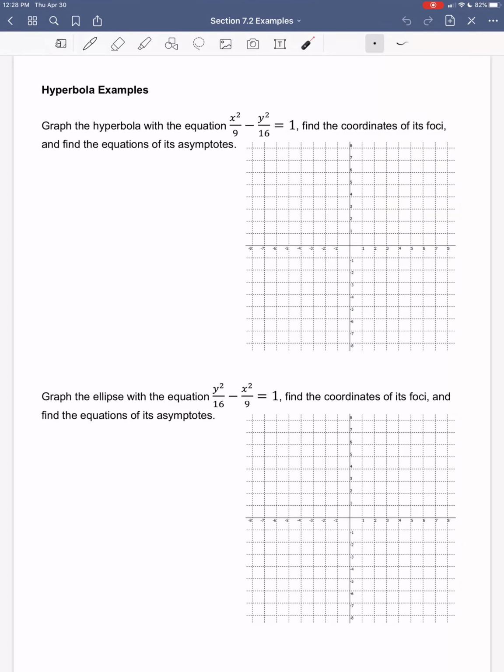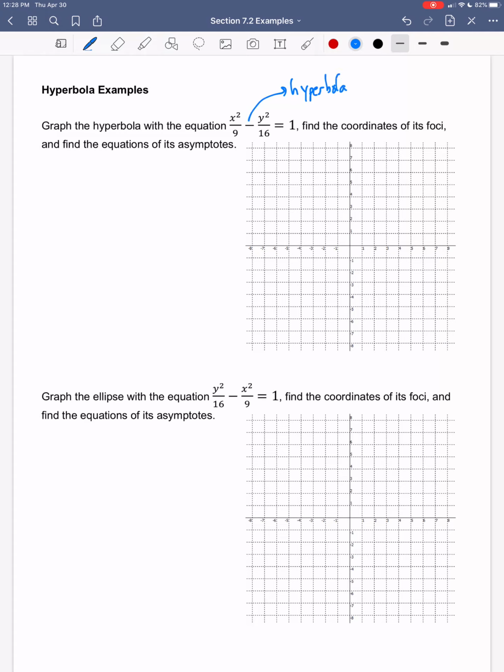Let's look at some examples of dealing with hyperbolas. In this first one, we're going to graph the hyperbola with this equation. We're going to find the coordinates of its foci and then the equations of its asymptotes. To start with, I know this is a hyperbola because that's a minus.